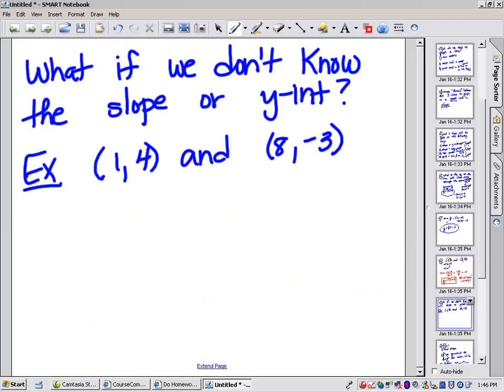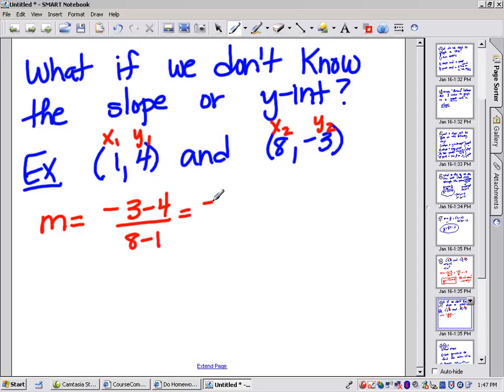Now, what if we don't know either the slope or the y-intercept and we're just given two points, (1, 4) and (8, -3)? See, neither one of those is a y-intercept because it's not 0, some number, and we don't know the slope. So we have to find that information from the problem. So the first thing that we would need to find is the value of m. And so here we're going to do y2 minus y1, so -3 minus 4, over x2 minus x1, which is 8 minus 1. So -7 over 7, or -1.